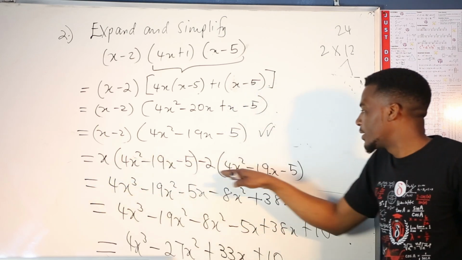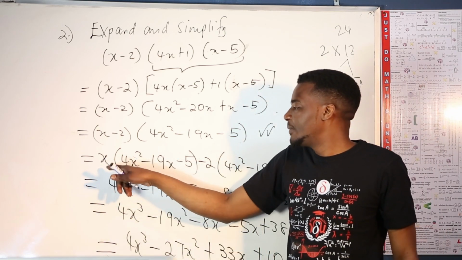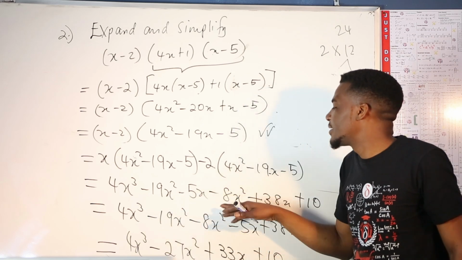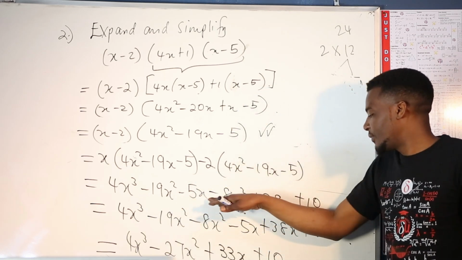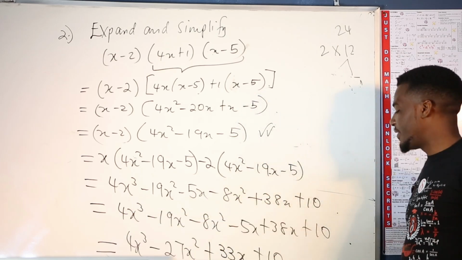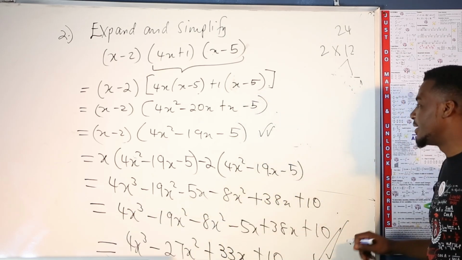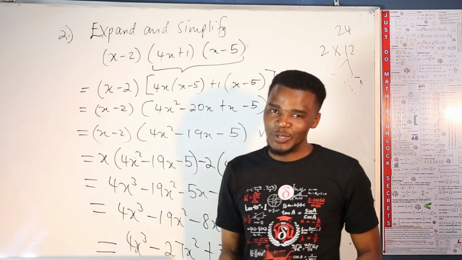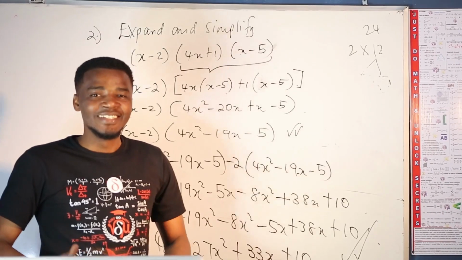This is what we did on the second part. This term multiplies everything and we get this result. And this term multiplies everything and we get this result. Then we collected the like terms and simplified their coefficients. And yes, this is the final solution. Awesome.